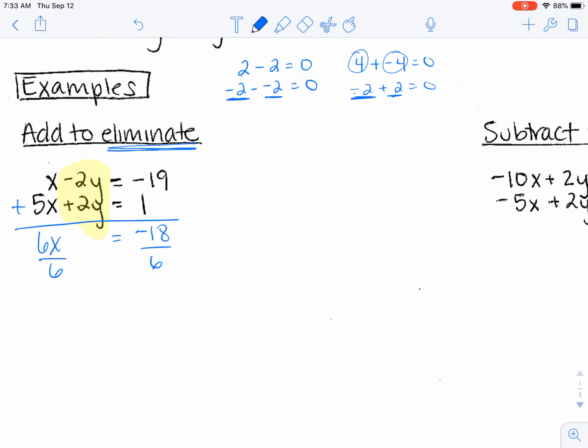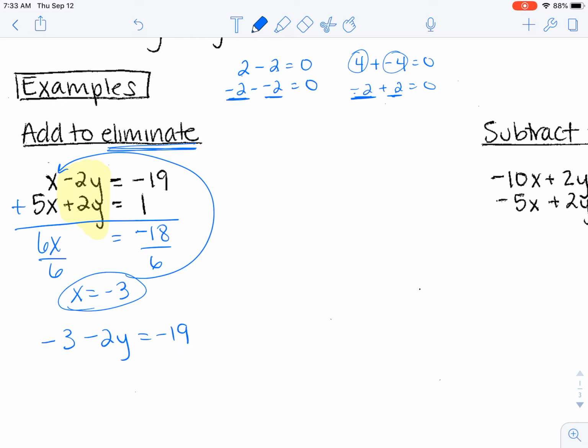And then I solve this and I get x equals negative 3. Once I know that x equals negative 3, I'm going to take that answer and plug it back in anywhere I want. I'm choosing to do the first equation because I feel like that's going to be easiest. So I have negative 3 minus 2y equals negative 19. So all I'm going to do is add 3 to both sides and get negative 16, and then divide by negative 2, and we get y equals 8. So my solution here is negative 3, 8. And again, we write it as a coordinate point because it's not a word problem. The x value goes first and then the y value.